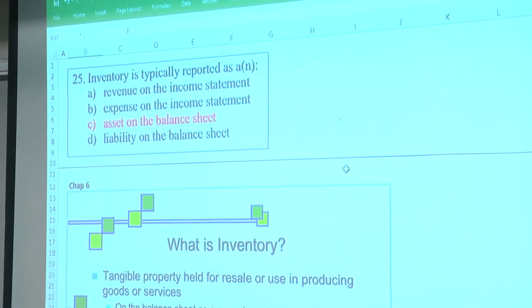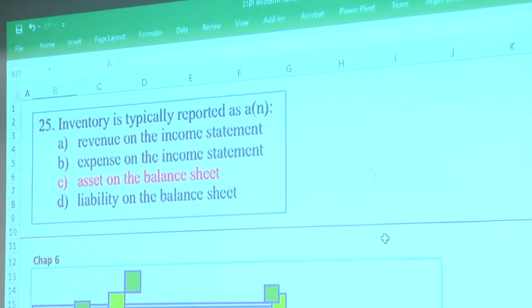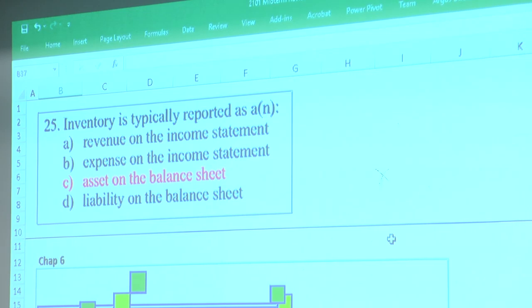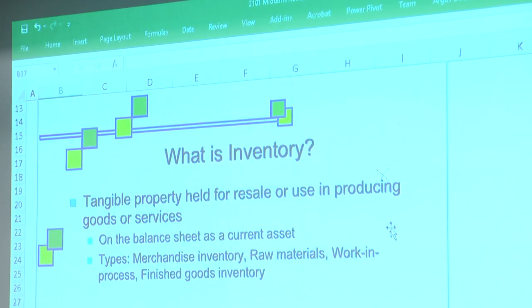Okay, now we're moving on to chapter 6. This chapter is about inventory. So question 25 is just a definition question. It says inventory is typically reported as, and it gives you 4 choices. So I copied the slide from your notes that defines inventory as a tangible property held for resale or use in producing goods or services, and it tells you that it's on the balance sheet as a current asset.